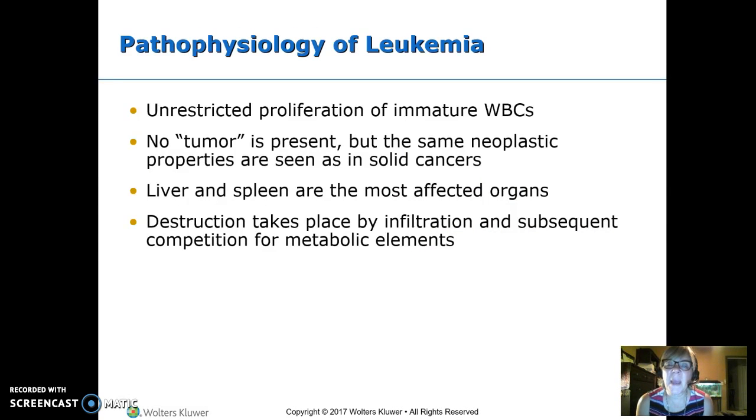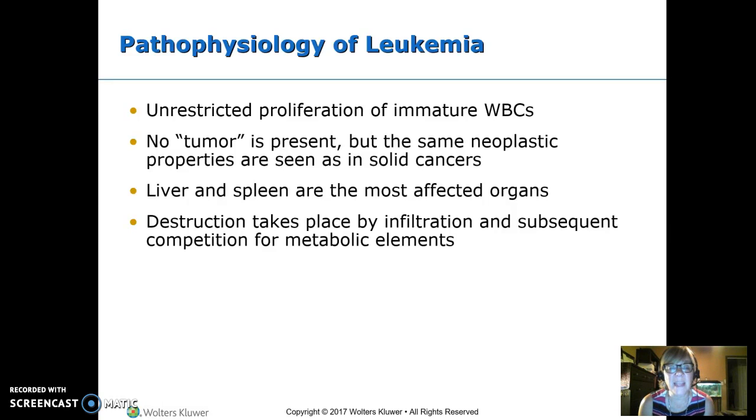So what's the pathophysiology of leukemia? Well, it's unrestricted proliferation of immature white blood cells. So there's no actual tumor, but it's still a cancer like other cancers that have a solid tumor. We see the liver and the spleen become affected, but really where the problem is occurring is in the bone marrow, where we have these cancer cells making all these immature white cells.